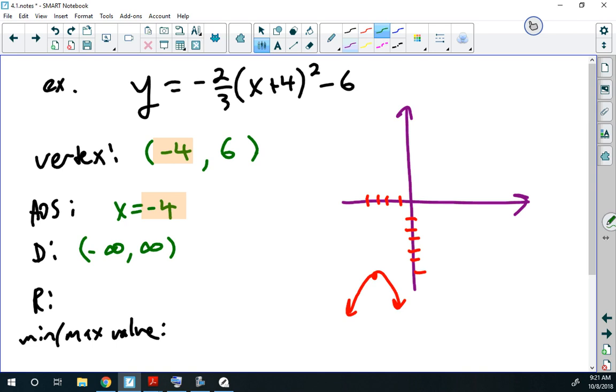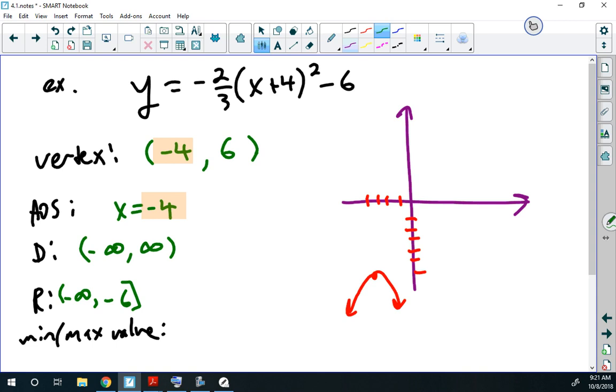So it's tricky. Remember, the range goes from the smallest number to the biggest number. -6 is going to be part of it. Is that the smallest number, or is that the biggest number? That -6 is actually the biggest number. What's the smallest the range is going to get down to? -infinity. So we'll say -infinity to -6, parenthesis bracket like that.